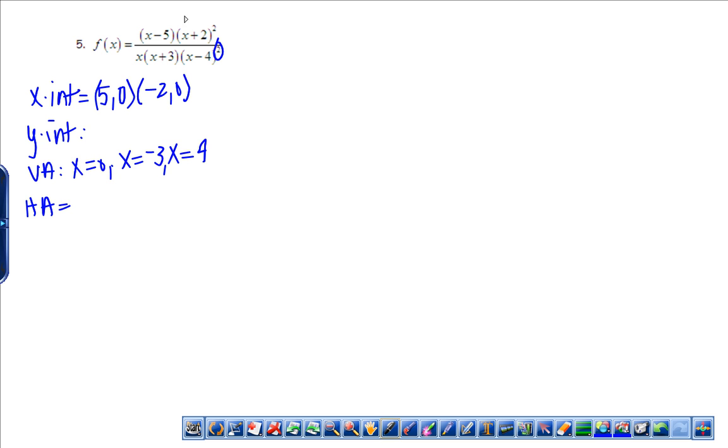Horizontal asymptote, I have 1, 2, 3, so I have an x cubed on top. And I have 1, 2, I have a 4 on bottom. So I have y equals 0. That's bottom heavy. Okay, y-intercept. If I plug in a 0, it looks like I have none. So it's not crossing the y-axis at all.